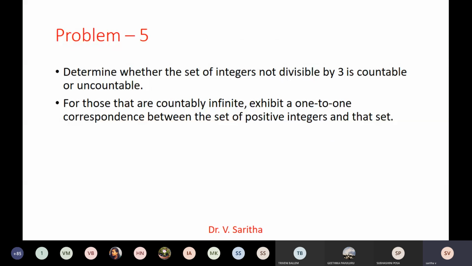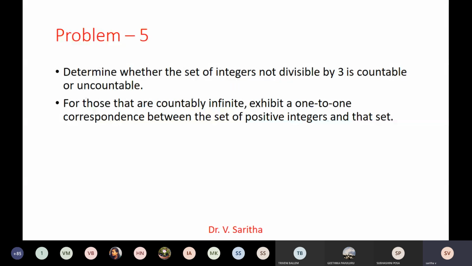Determine whether the set of integers not divisible by 3 is countable or uncountable. So first we are supposed to determine the set, and then find whether that set is countable or uncountable. What is the set you are supposed to determine? The set will have elements in such a way that they are not divisible by 3. So whether it is countable or not, yes or no, is the question.